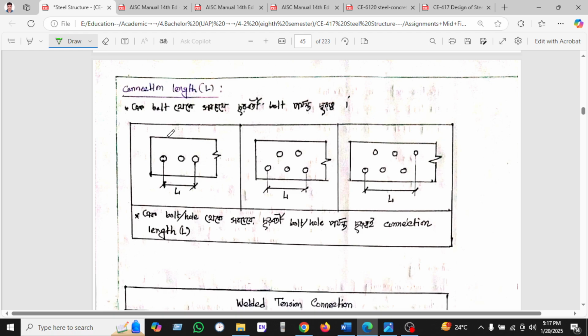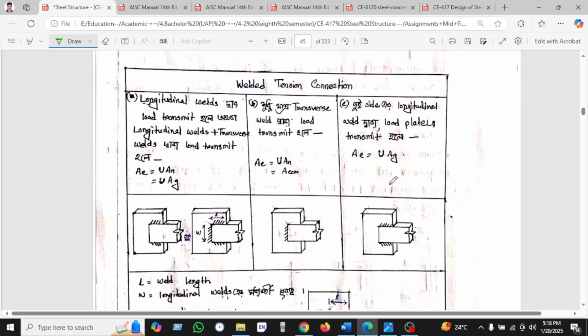So the connection length we have known. Then what is the connection length? Connection length is the maximum length between two holes. So suppose this is the three holes. How do we get the maximum length? We see the maximum distance between two holes, we can say the connection length is here. Another connection length, we can see the maximum distance this way, and in this case we are taking the maximum distance. So we can see here the weld connection.